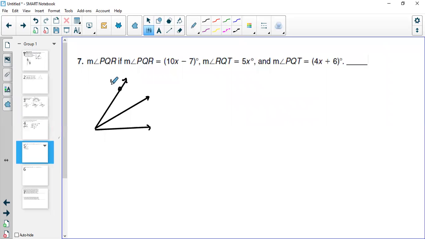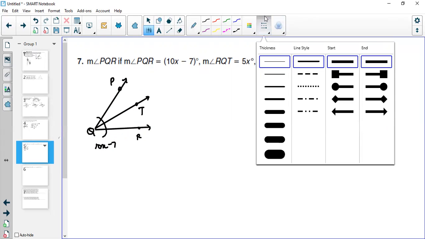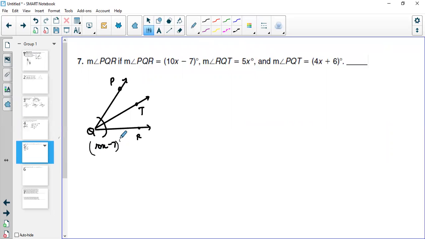This is PQR and the interior was T. If PQR, you have to find PQR. If angle PQR is 10x minus 7 degrees, so the whole angle, that is PQR, is 10x minus 7 degrees. RQT is 5x degrees. And PQT is 4x plus 6 degrees.